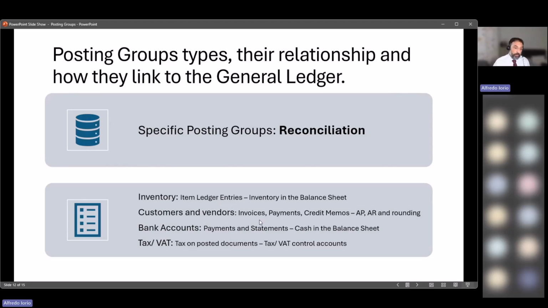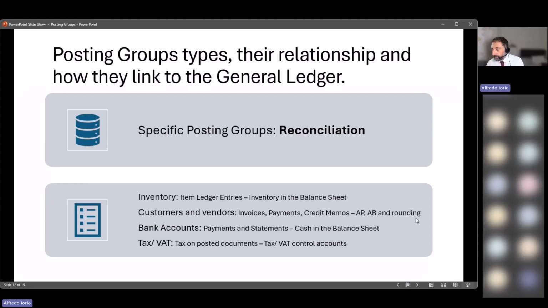So as I said before, I repeat myself, but it's very important. If you use this terminology with a finance manager, someone who knows how to use an accounting software, maybe another ERP, they will get it immediately because it's common terminology. Customers and vendors posting groups are specific posting groups. They reconcile invoices amount for credit control, accounts receivable, accounts payable, credit memos, payments, applications, and rounding, because mostly this part is about balance sheet.